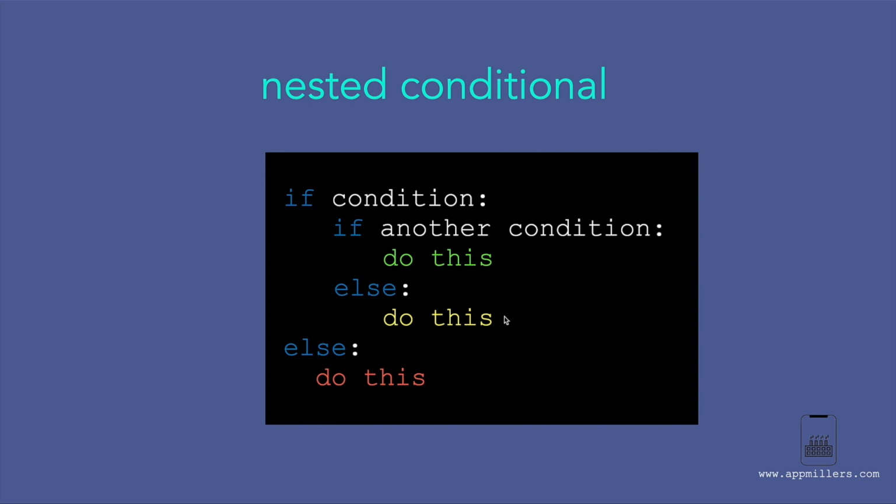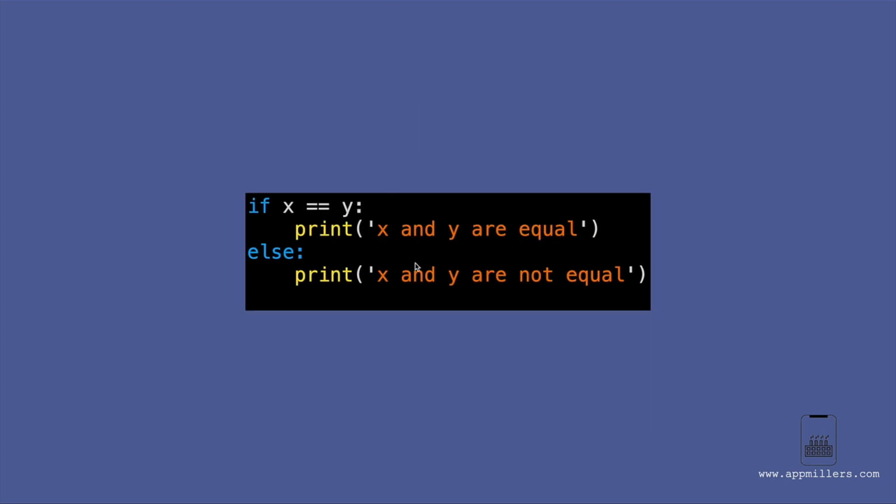Now, as I said, in order for this nested if condition to be executed, the first if condition must be true. Now, let's say we have a condition like this, in which we are checking if x is equal to y or not. If it is equal to y, we are printing out x and y are equal. If they are not equal, we are printing out they are not equal.